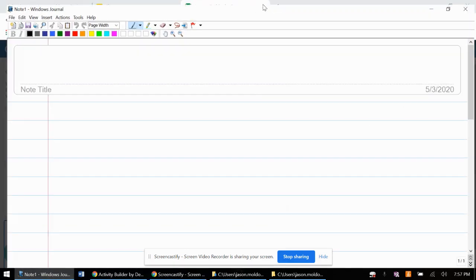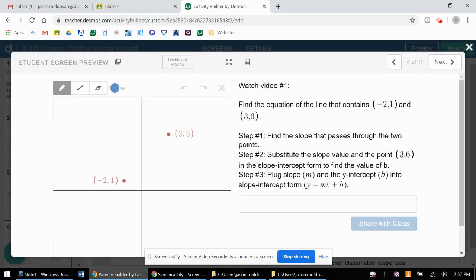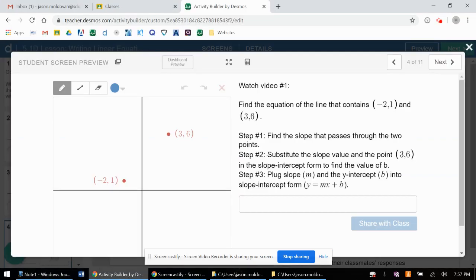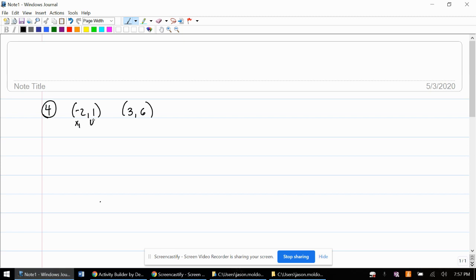And in doing this, and this is slide 4, we are going to be reviewing other lessons. We're basically just tying some lessons together into this lesson, -2, 1, and 3, 6. So first thing I'm going to do is label my points x1, y1, and x2, y2. I would suggest pausing the video, rewinding the video through this first part if you need a bit more review of the slope formula. Then the slope formula was y2 minus y1 over x2 minus x1.